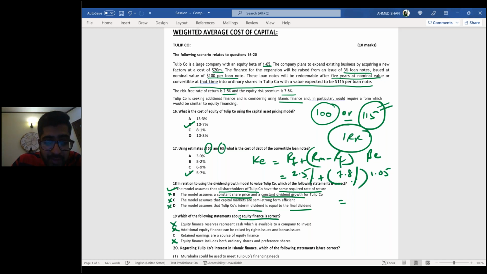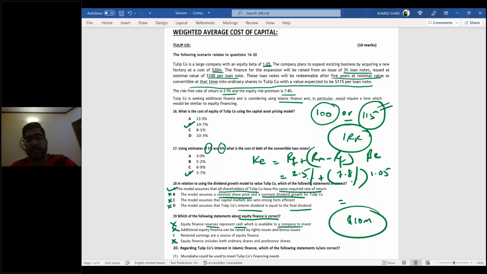A has just been discussed. Director A, equity finance reserves represent cash which is available. Reserves not always mean cash which is available. If a company has reserves of 10 million, that doesn't mean it has cash of 10 million. Reserves can be non-cash as well. This is what I mentioned in Director A proposal as well. So this is also wrong. The correct answer is C, because that's left.